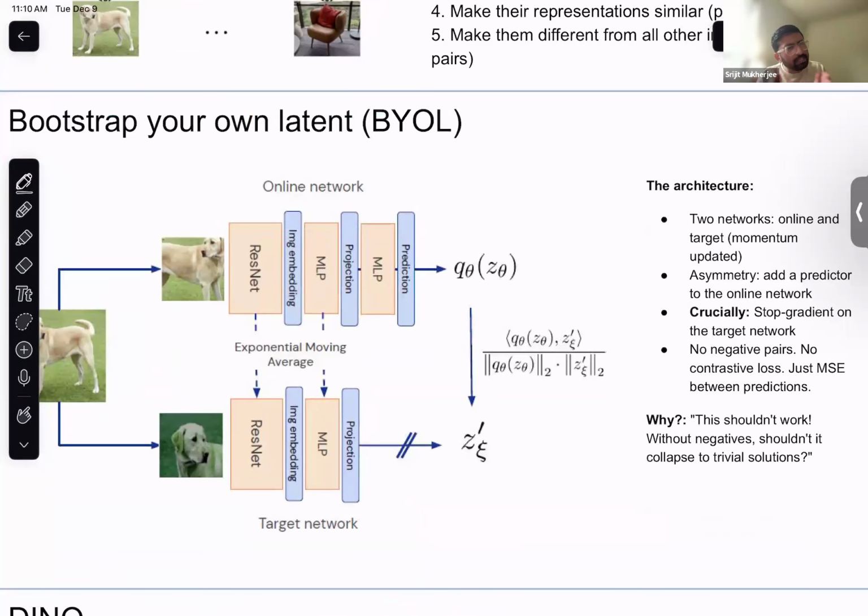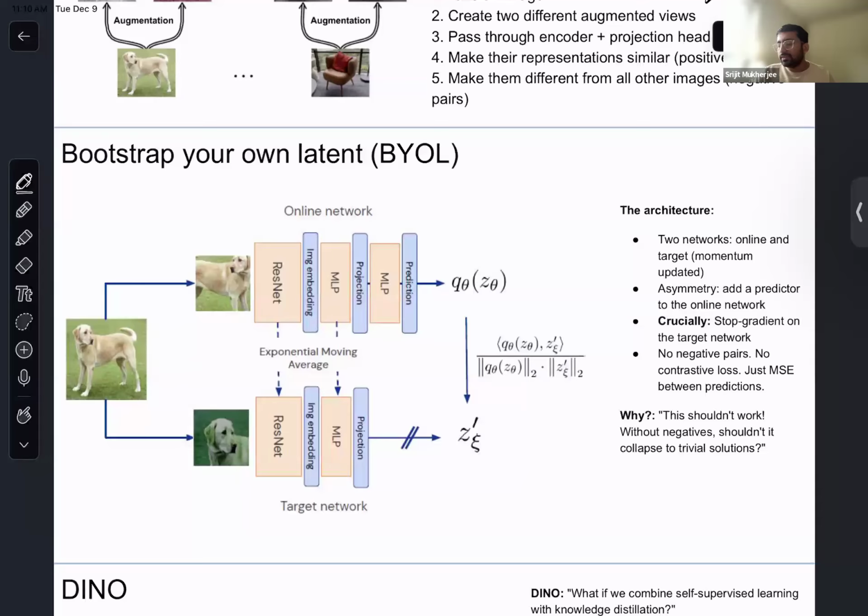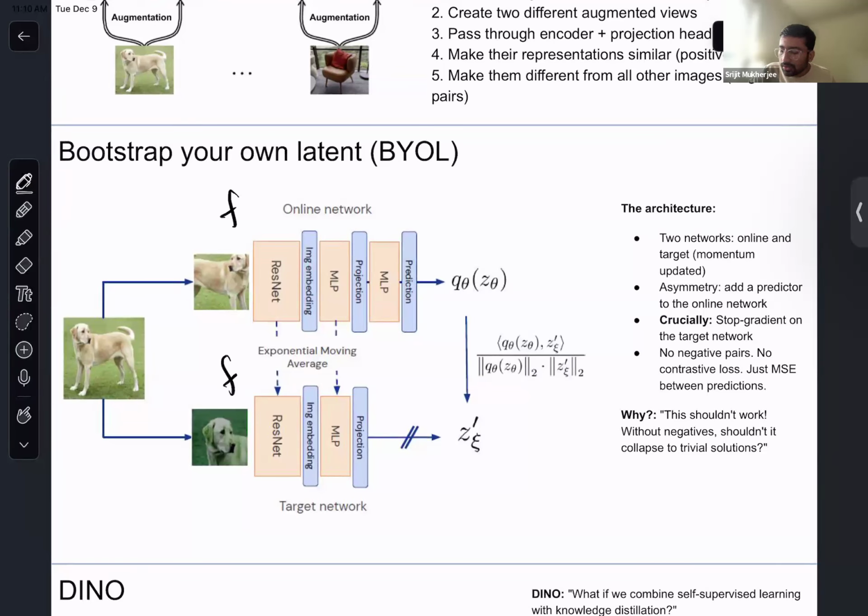So they built a new structure where they have the network, but one is a delayed version of the network. This is called the target network, which we'll see in DINO as the teacher network. And one is a student network that is learning from the target.